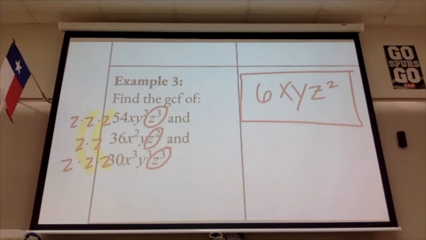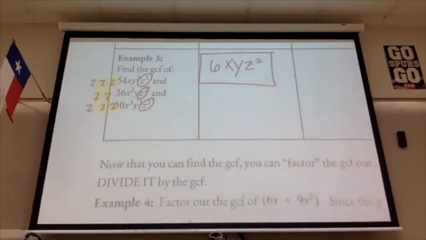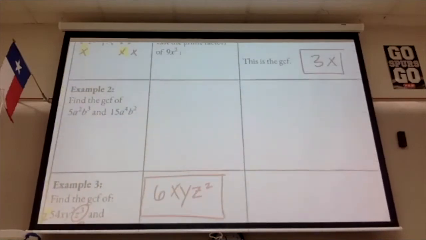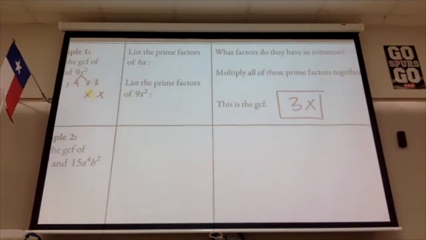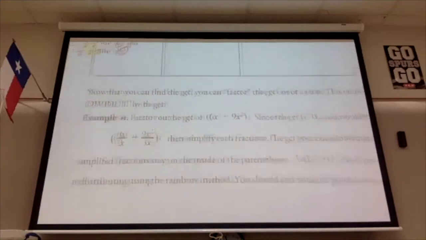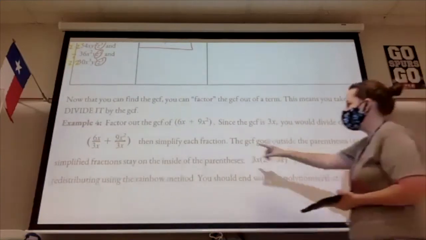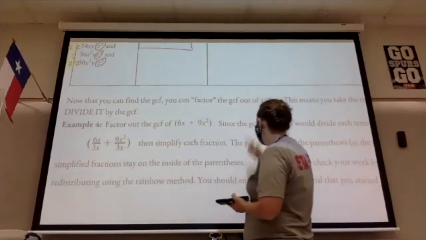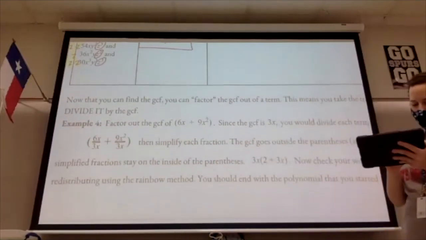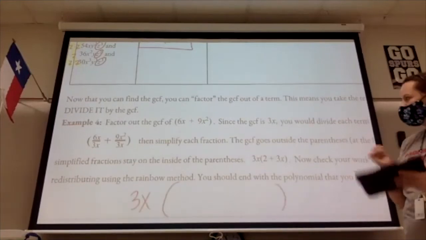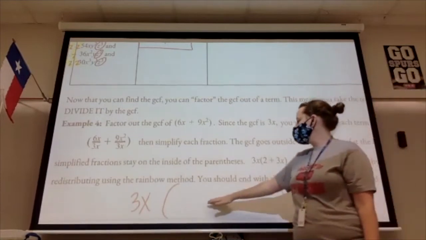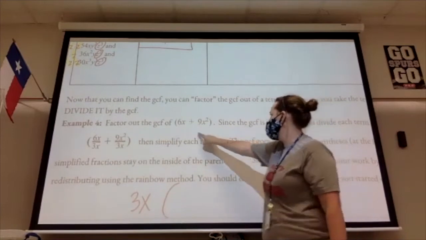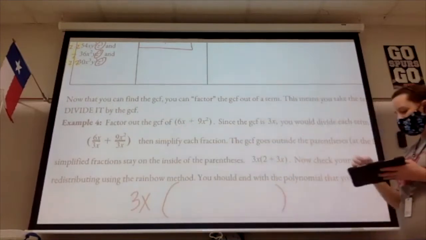So now that we know how to find the GCF, I'm going to show you how to factor it out. Okay, so remember in example 1, we said the GCF of 6x and 9x squared was 3x. So coming down here, we're going to use those two things. So we're going to factor out the GCF from these two things, and it says it's 3x. So when you factor it out, that means that you're taking it out, and it's going to be outside as a multiplication problem. So to find out what's remaining, you're just going to take your original polynomial and divide it by your GCF.